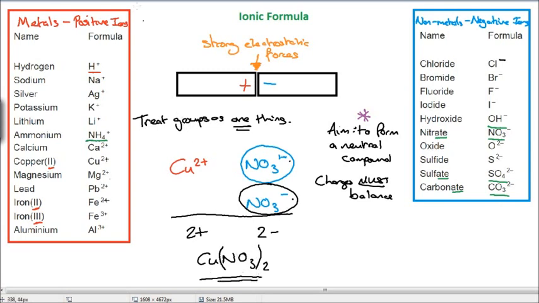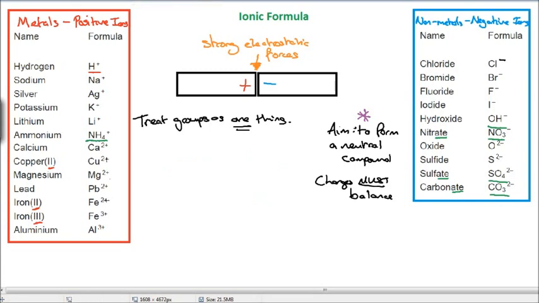Let's have a look at another one. So again, the key here is to treat the groups as one thing. So let's take an ammonium group here. So we're going to go NH4 plus. Again, you treat that as one thing. I'm going to try and make ammonium sulfide. So S2 minus. Oop, I should do that in blue really. So I'm keeping the color scheme just as a way of keeping it simple.